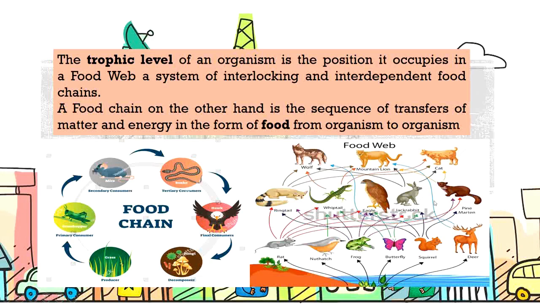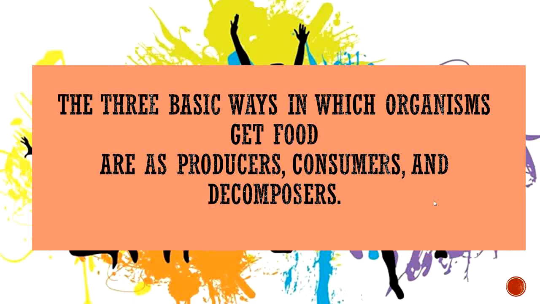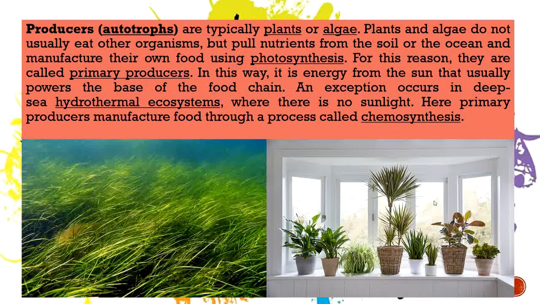This is just a review of the things that you learned back in elementary and when you were studying a little bit in grade 7. Right, so the three basic ways in which organisms get food are as producers, consumers, and decomposers. We're going to be talking about that. Let's talk first about the producers.